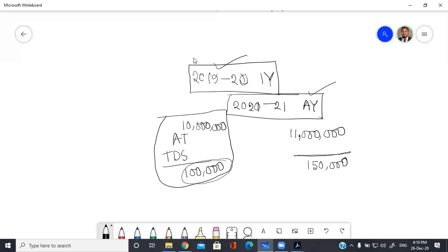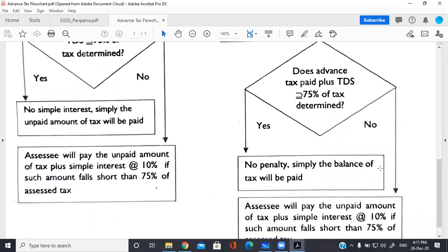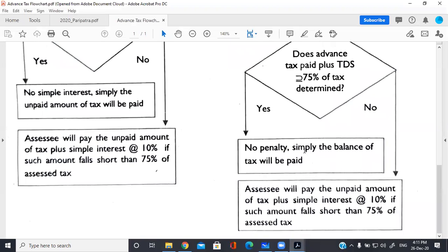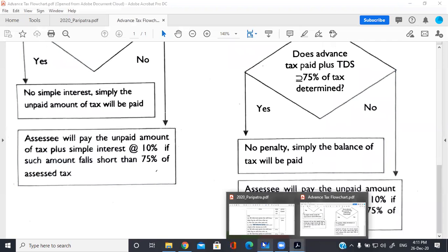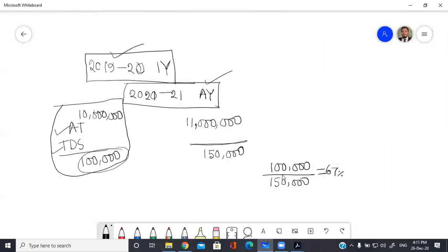Can you say that the amount of tax you have paid in the form of advance tax and TDS, the total 100,000, is how much percentage of this 150,000? How much? So 67%. In that case, just try to understand, in this case, have you paid less than the due or more than the due? So less. Less than the due.